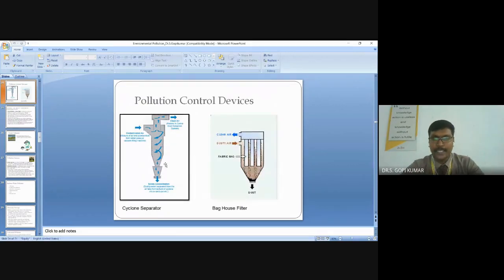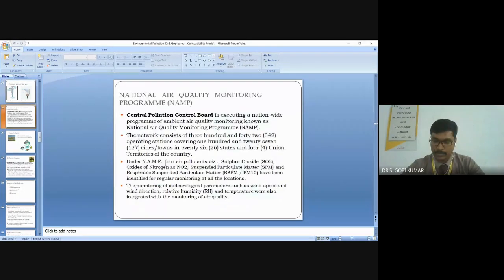And in this case, we should be aware of the pollution controlling devices. So, in the industrial sector and in some public buildings, cyclone separators and bag house filters are used for controlling the pollutants, such as sulfur dioxide, nitrogen dioxide, lead, and so on.